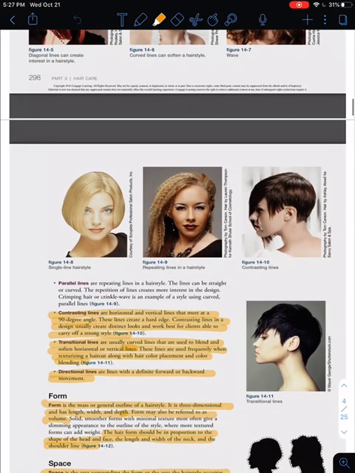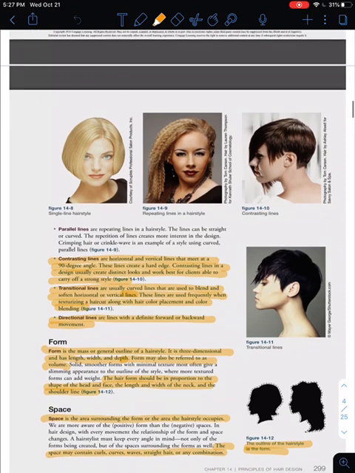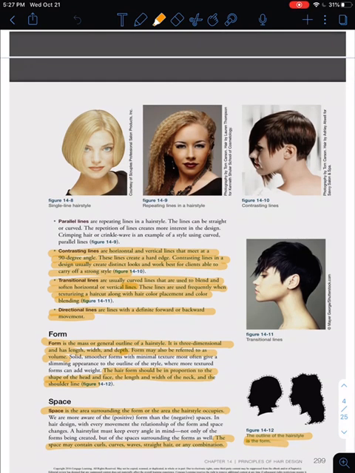We're going to skip parallel lines and talk about contrasting lines. These are horizontal and vertical lines that meet at a 90-degree angle. These lines create a hard edge. Contrasting lines in design usually create distinct looks and work best for clients able to carry off a strong style.